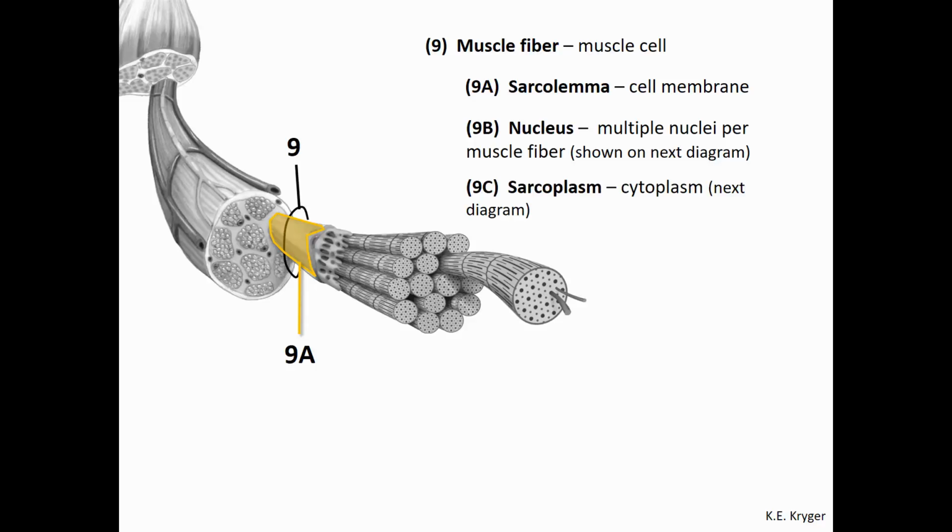And then add 9C, again, not shown on this diagram, but we have cytoplasm. And instead of calling it cytoplasm, we rebrand it as sarcoplasm, right? Sarcoplasm is cytoplasm, but because it's muscle fiber, again, new name, sarcoplasm. All right, again, I just want that added to your key or to your legend and not on this particular diagram.